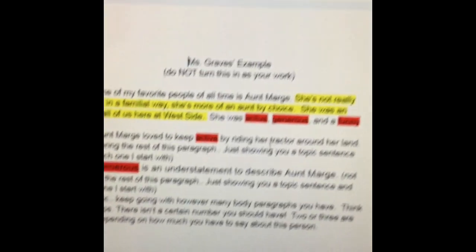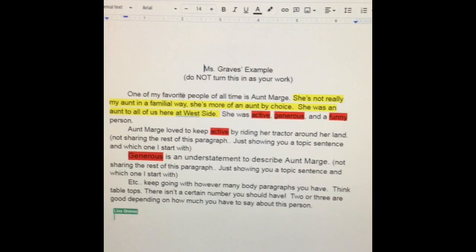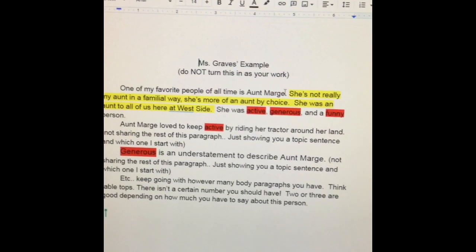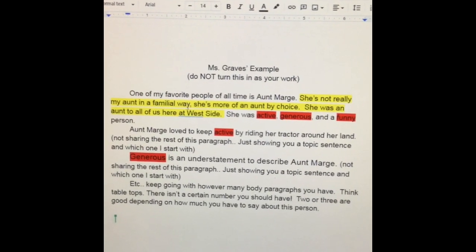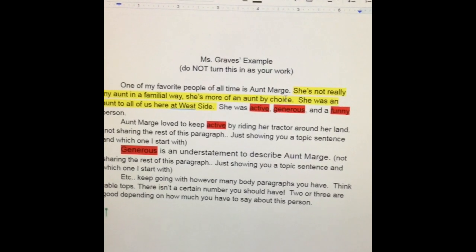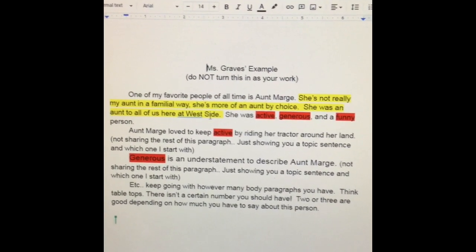So this is my Aunt Marge writing. One of my favorite people of all time is Aunt Marge. This is the detail I added. She's not really my aunt in a familial way. She's more of an aunt by choice. She was an aunt to all of us here at Westside.